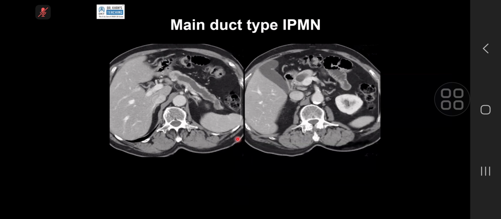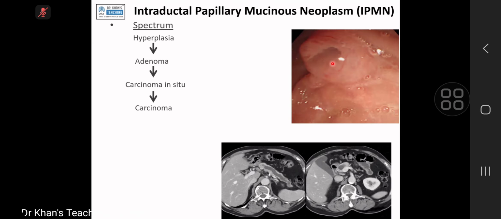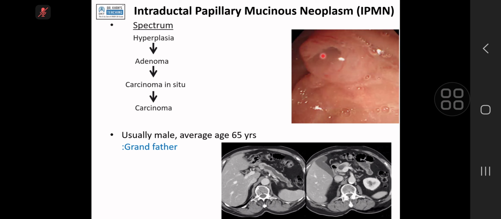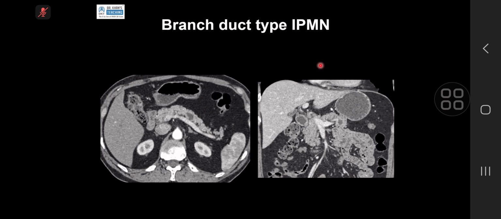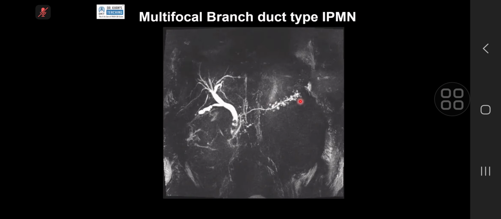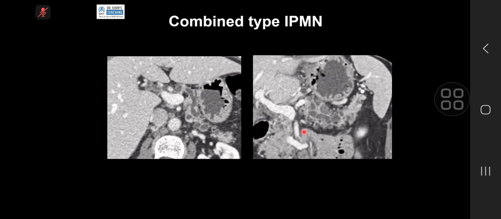but in the real world, radiologically speaking, it's a very difficult call. So here you see a dilated main duct, and if you do an endoscopy, you might find mucin coming out from the ampulla like this. And of course, these tumors also have a risk of malignant transformation. The main duct type is the maximum. This is a branch duct type IPMN, and many times it can be multifocal like this, and it can be mixed duct type. Here you can see all of these cysts, and you can see the main duct which is dilated.